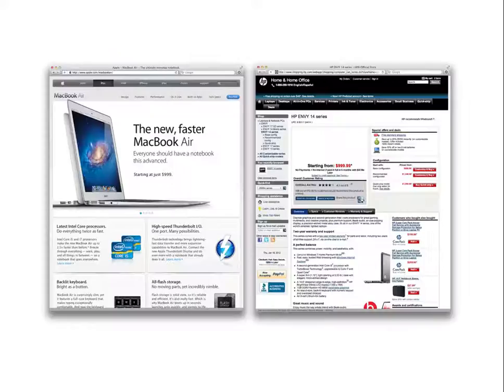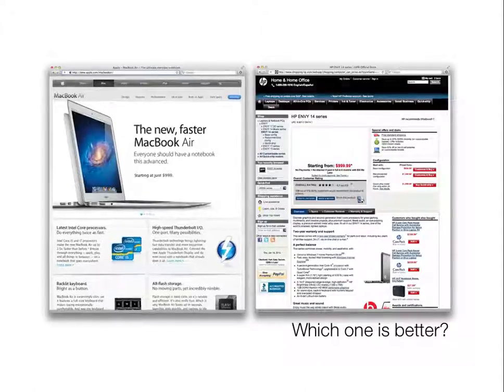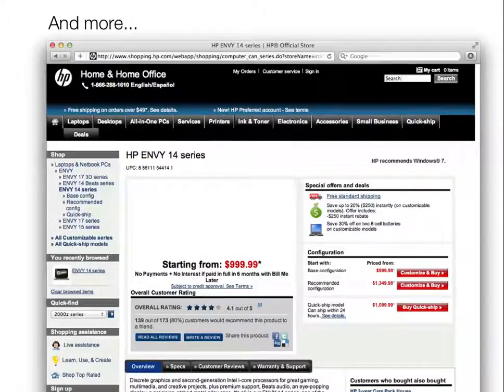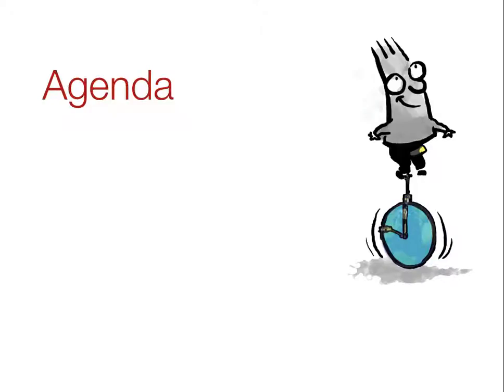What makes the pages different? When we look at the pages side by side, what we see is a marked difference between the two. And you have to ask yourself, which of these is better? Which of these works better for the client? Well, we first have to look at the pages, and we start off with the obvious, which is less clutter versus more clutter. Immediately we can see the difference between the two pages, but what's really happening?